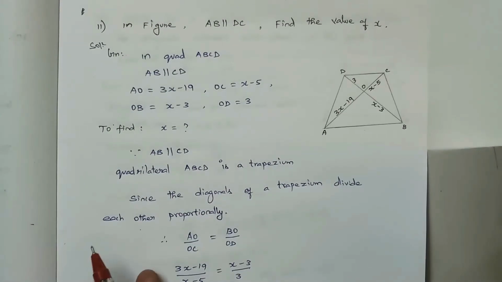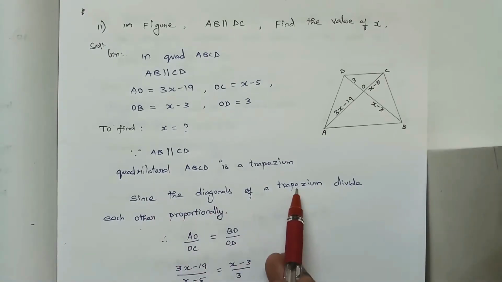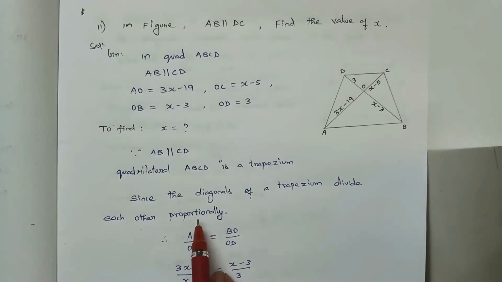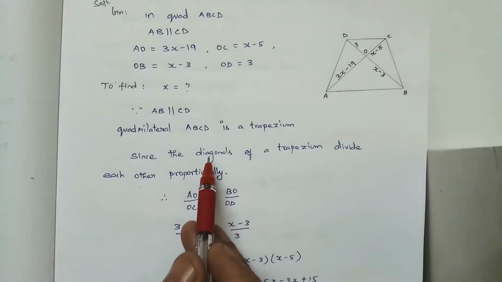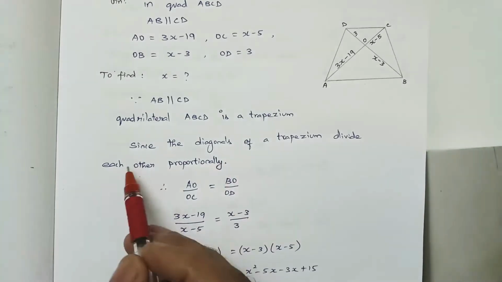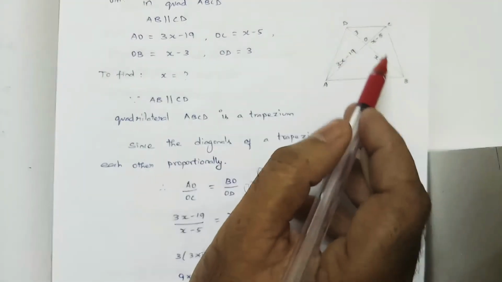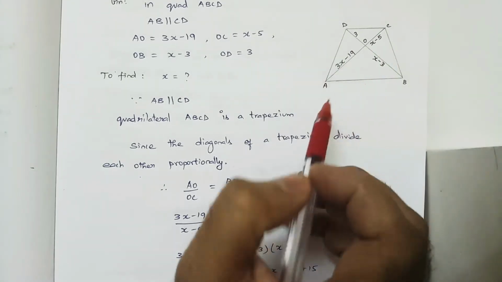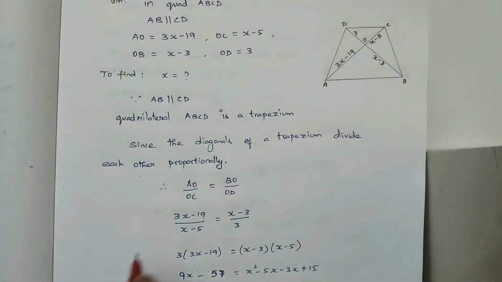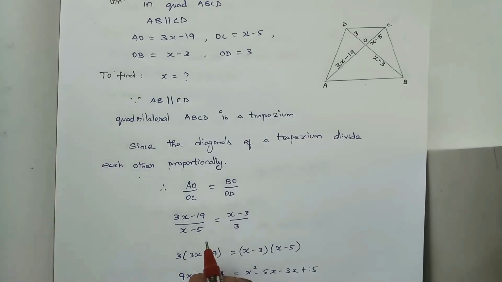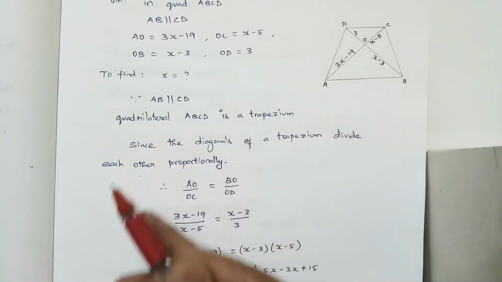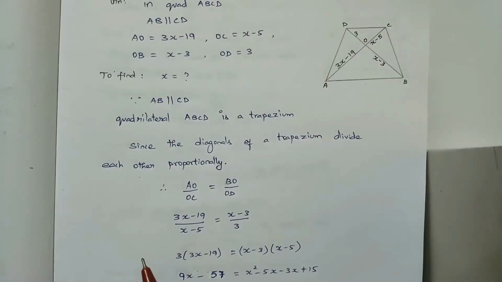Since the diagonals of a trapezium divide each other proportionally, right? In a trapezium, the diagonals divide each other in the same ratio. That is the meaning, so that is the property. By using that property alone, I'm just going to find the value of x, right?